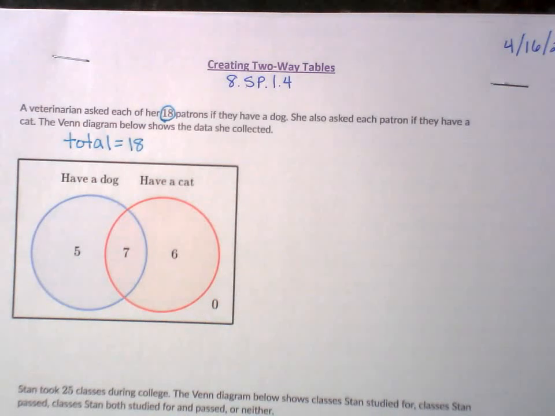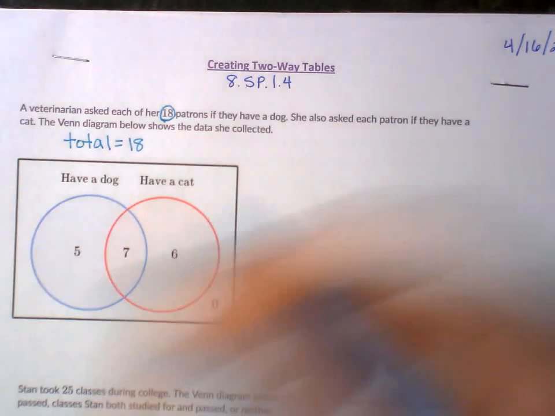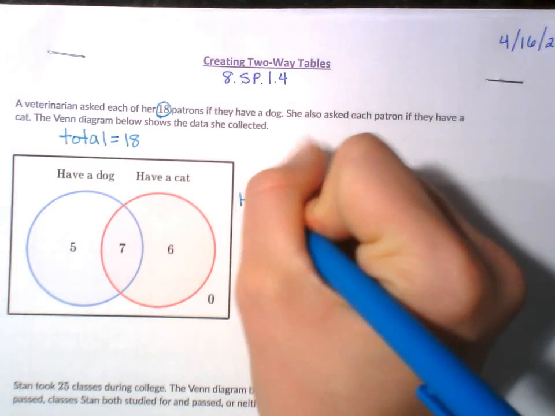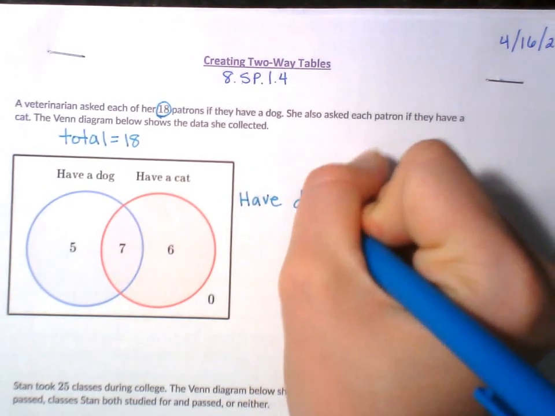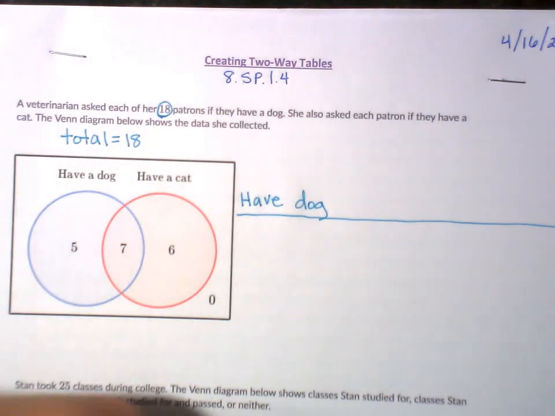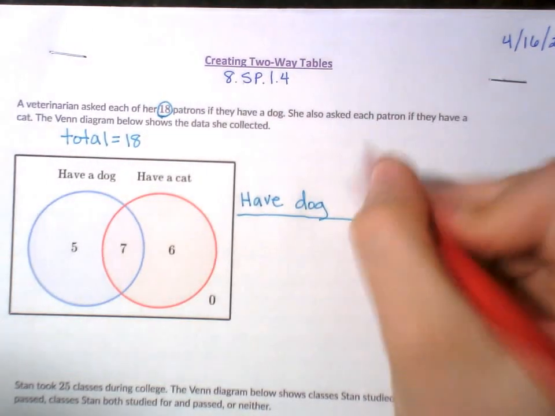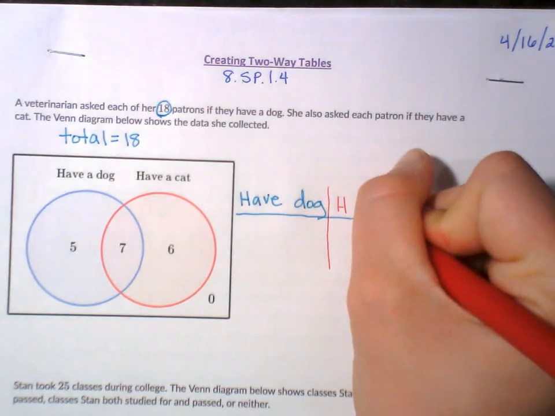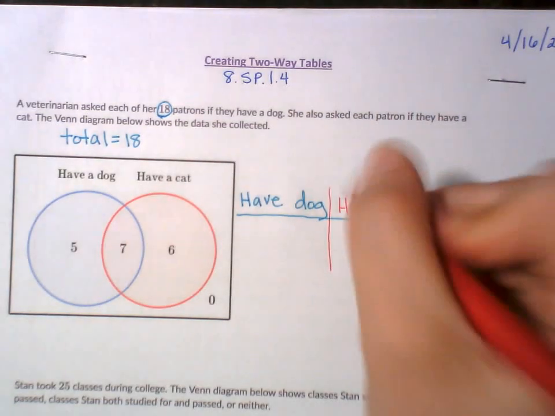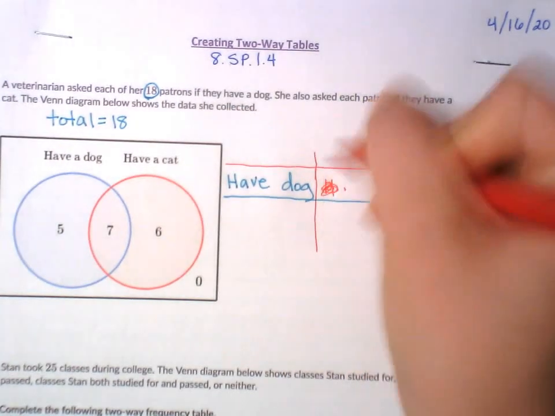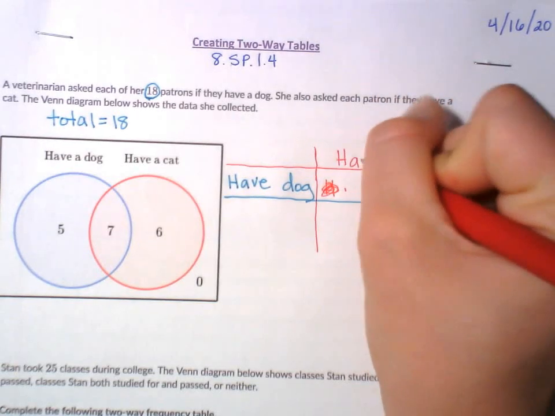Have a dog and have a cat. Those are the two different variables that we're going to be analyzing. So those are our two titles. Have a dog, or have dog, and where's my red? Have cat. And do it the same color as theirs. Have, Miss Fry just messed up. Okay. My bad. Okay, up here. Have cat.